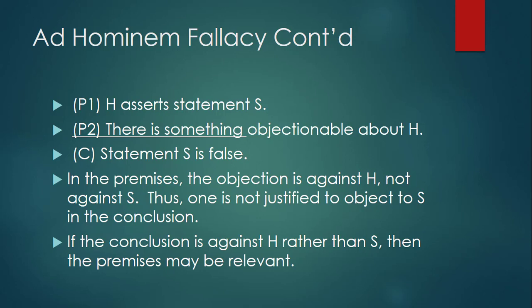If we notice here, just looking at this fallacy formally, what can you see is wrong with this argument, just looking at it in standard form? Well, in the premises, the objection is against H. So in the premises where you provide reasons and evidence in favor of the conclusion, we see that the objection is against H, not against the statement S. Therefore, one is not justified to object to S in the conclusion.